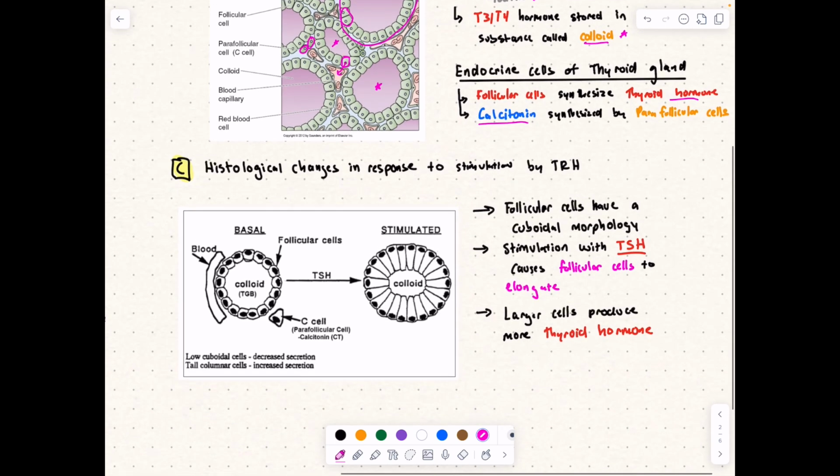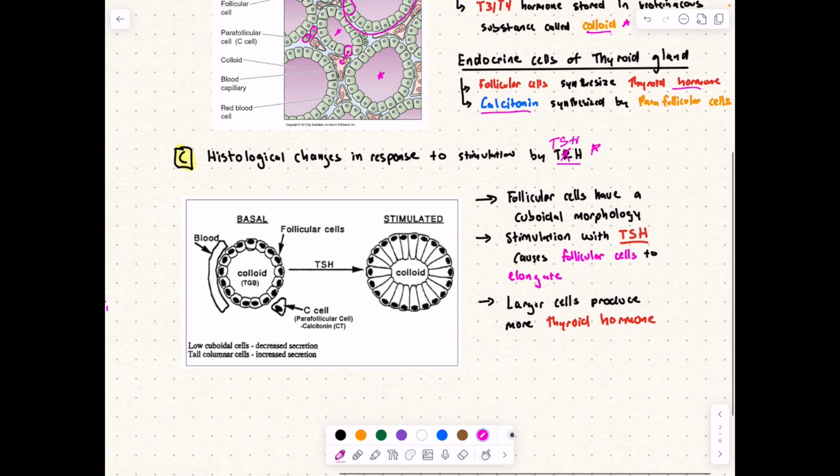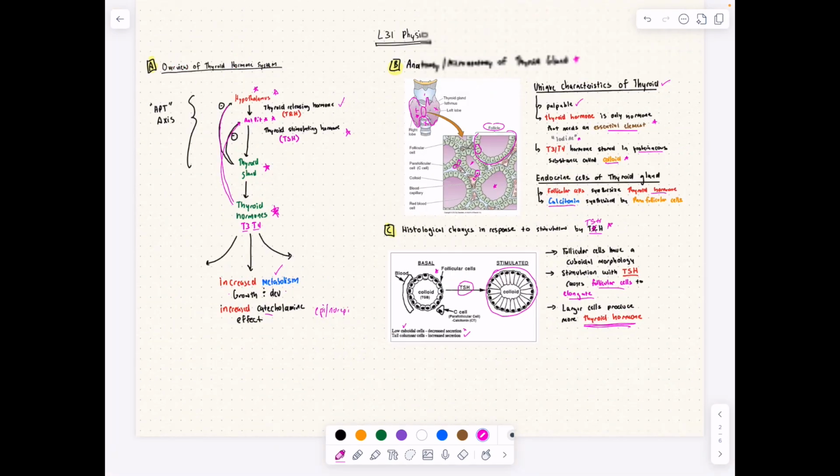All right, so then we have histological changes in response to being stimulated by thyroid releasing hormone. And so this is a typo. This should say thyroid stimulating hormone. That's my bad. Basically, what we have is our nice follicular cell, and when thyroid stimulating hormone binds to its receptor, it is going to cause the follicular cells to elongate. These elongated follicular cells are going to be capable of producing more thyroid hormone. Okay, so low cuboidal, decreased secretion; tall columnar, increased secretion of thyroid hormone.